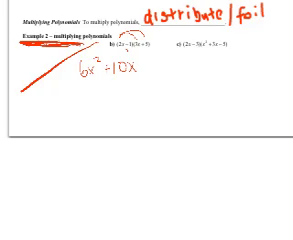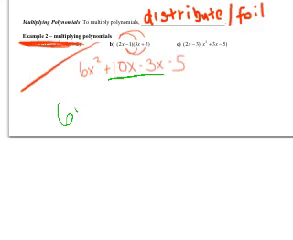Now I got to do the bottom. Minus 3x minus 5. I will combine my like terms. Here are my like terms, to be a final answer of 6x squared plus 7x minus 5.